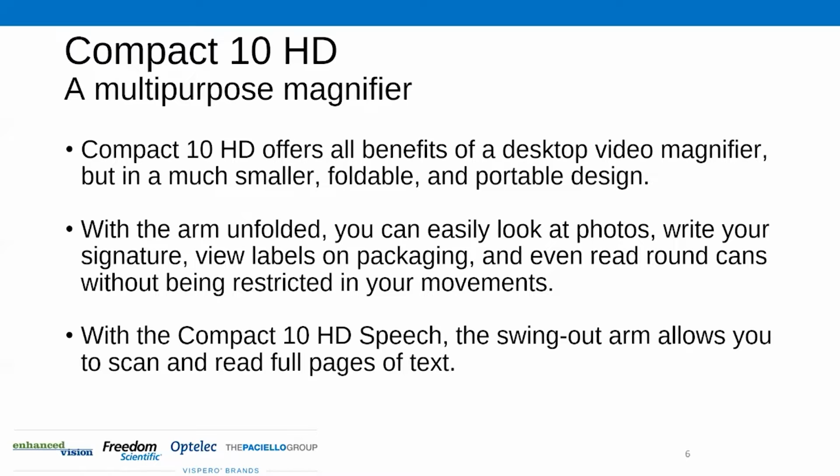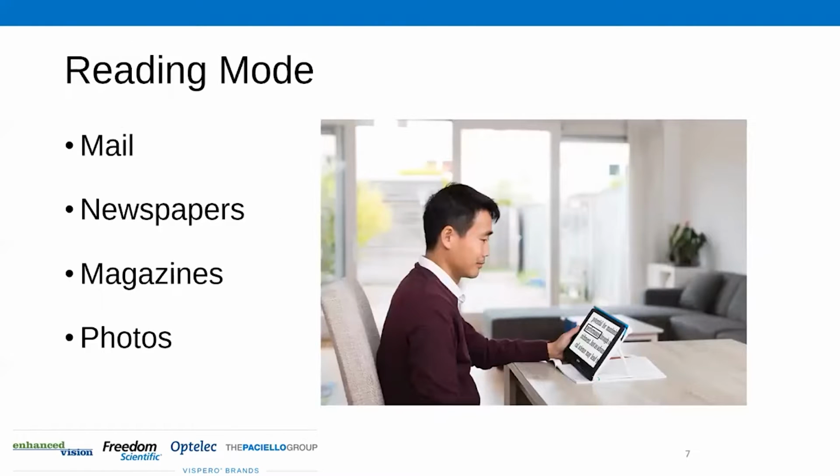So next slide there, Carl. Let's see what we've got coming up next. We've got the reading mode. As you can see in that image, for those of you that have vision, if you don't, it's a gentleman sitting in a chair. And he has the Compact 10 sitting up at a nice angle, on top of a magazine or a book. And we'll show you live here in a little bit how that reading angle is really important and nice.